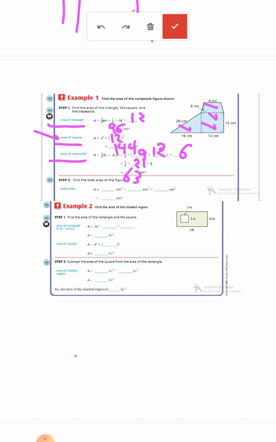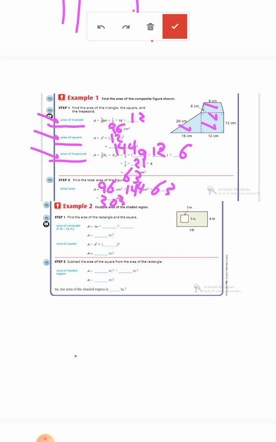After that, what should I do? We found the area of the triangle, the area of the square, the area of the trapezoid. That's all? No. Still, we have to find the whole figure. So we are going to add them together. 96 plus 144 plus 63 gives me 303.